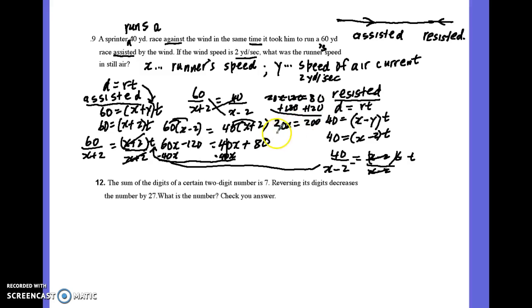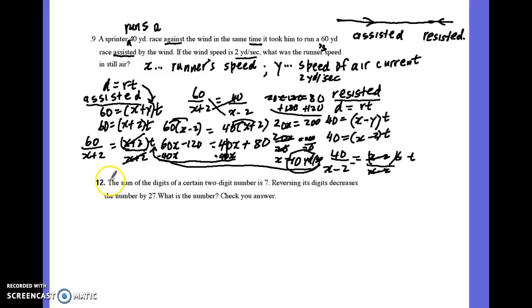Divide both sides by 20. We get 200 divided by 20. This is gone. X equals, to work this out carefully, you should get 10 yards per second. 10 yards per second would be the runner speed. Alright?